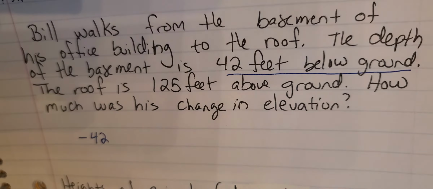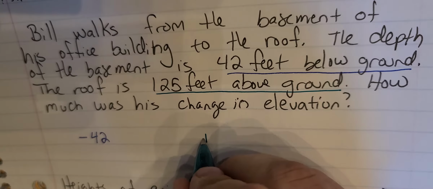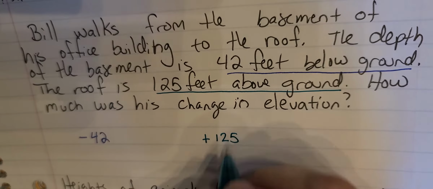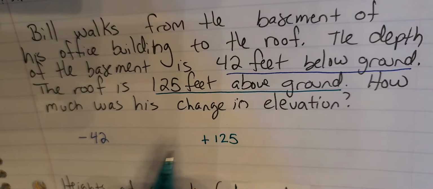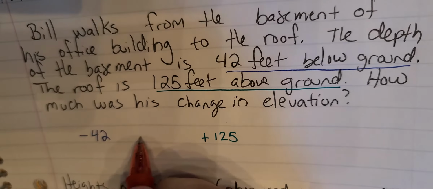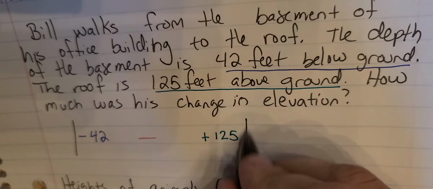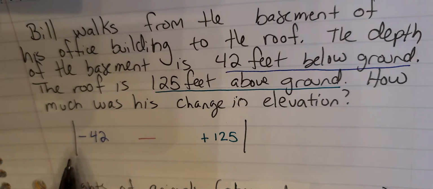Then we have the next piece. The roof is 125 feet above ground. That's a positive 125. Now we want to find the difference between these two numbers, and we don't care if it's going up or going down. So we're going to subtract these two, and we're going to take the absolute value of it. Okay, so remember, absolute value we do as the last piece.